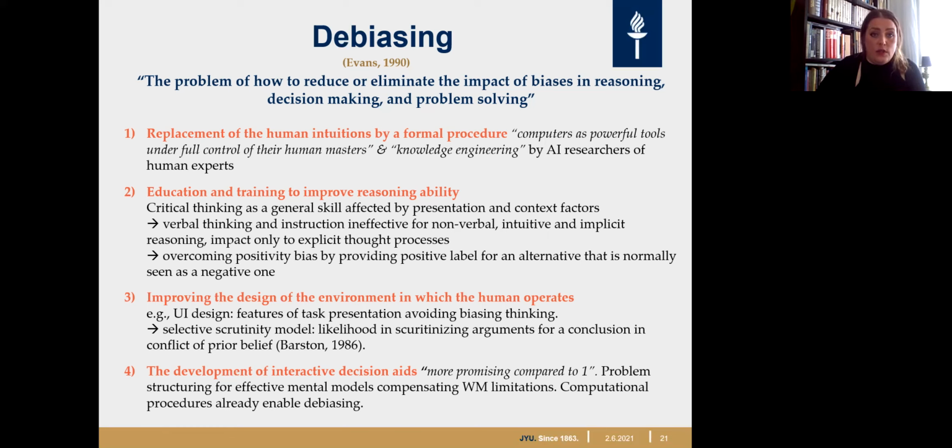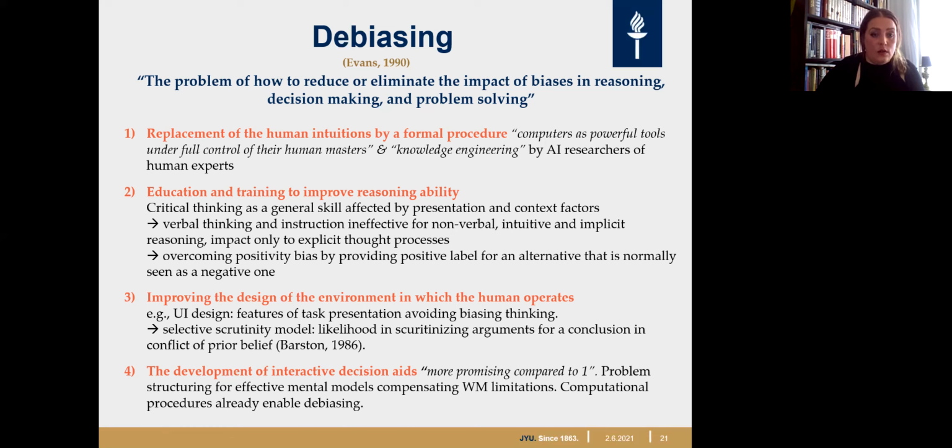First one, replacement of the human intuition by a formal procedure. So that computers are powerful tools under full control of their human masters. And this kind of way of debiasing is done in the research area of knowledge engineering by AI researchers investigating human experts' decision-making processes. So human masters sounds nice and still quite important in 21, even though stated in 90.